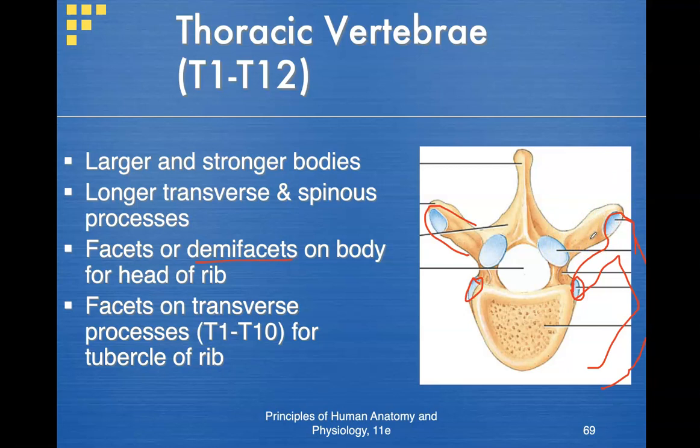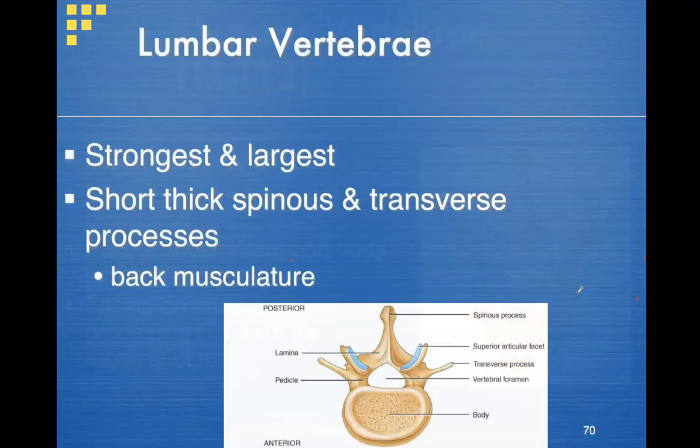So those are the main features of the thoracic vertebra that you're going to see. And again, the big thing is that you're going to have these facets on the transverse process that are different because you won't see those on the other vertebra. That's because the rib tubercles are going to be articulating here. Same with these demifacets. So again, big difference there.